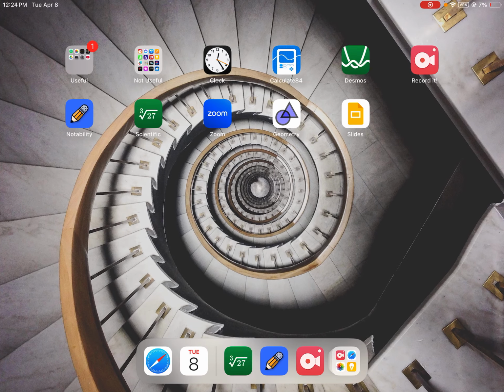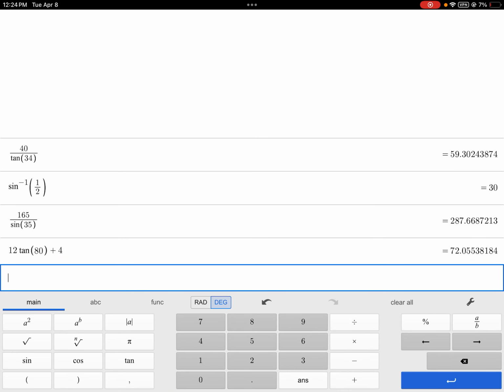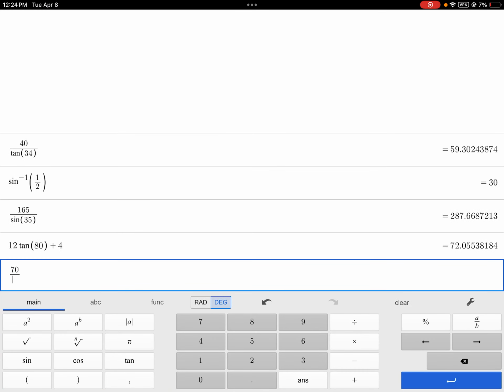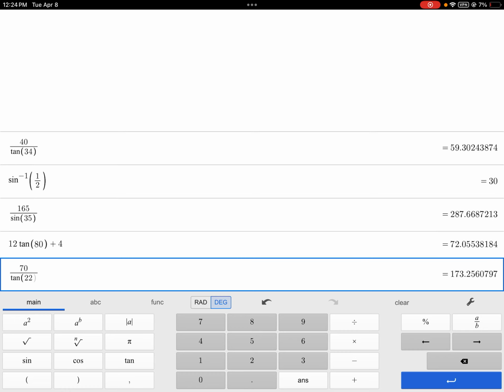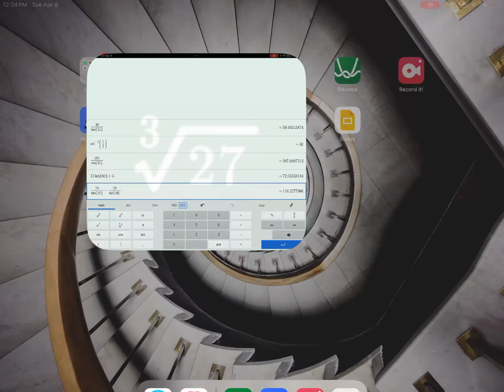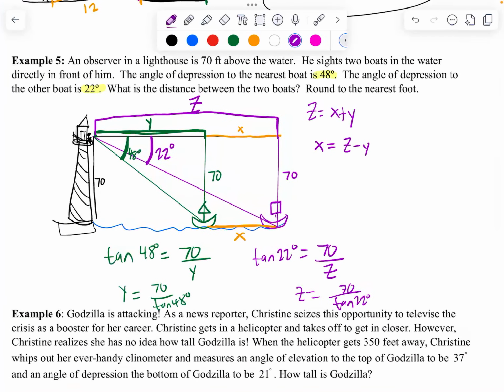Okay, so this goes right into the calculator. So I'm going to take the whole length, which is our 70 over tangent of 22 degrees. All right, and we're going to take out that green triangle length, so 70 over tangent of, was it 48? I believe it was. Let me double check. It was. Excellent.